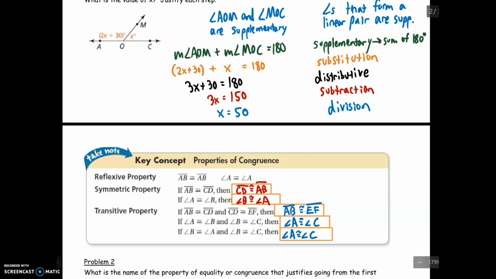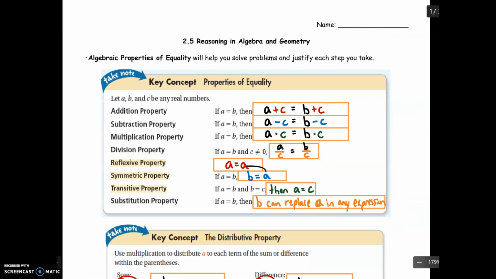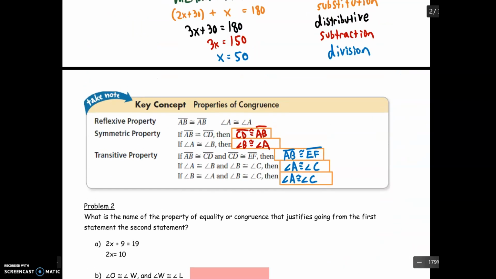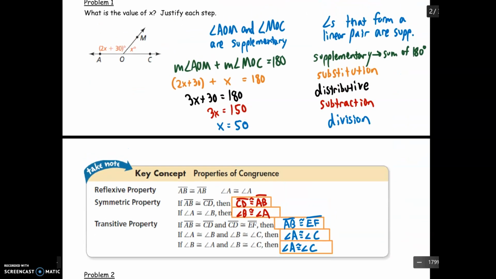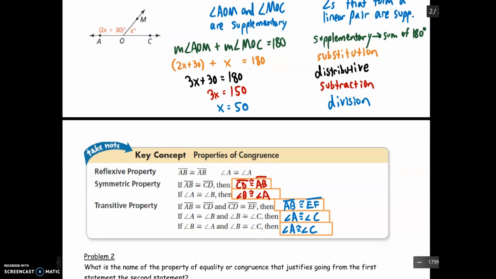Symmetric property, from the last time, we said that I could just flip sides. x equals 5, 5 equals x is going to be an example of symmetric property of equality. I can then just take that with congruent statements. So symmetric property just means I'm flipping the order from left to right, right to left. I can say two segments are congruent and then flip the order and say those same segments are still going to be congruent. And I can do the same thing with angles. If A is congruent to B, then I can flip that and say B is congruent to A, meaning that these are still going to stay congruent.